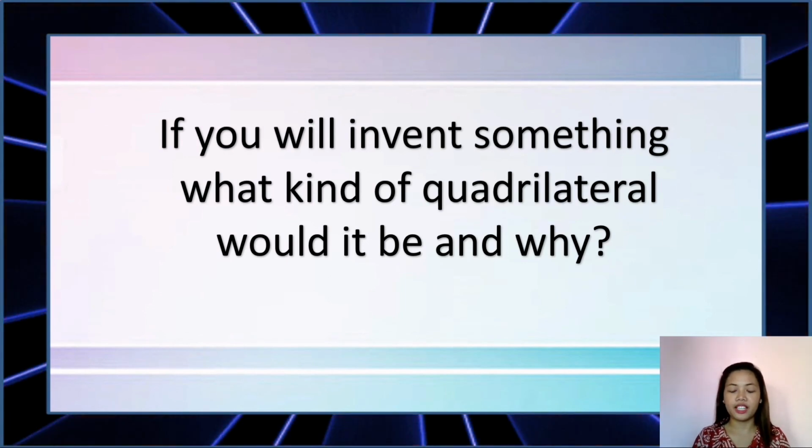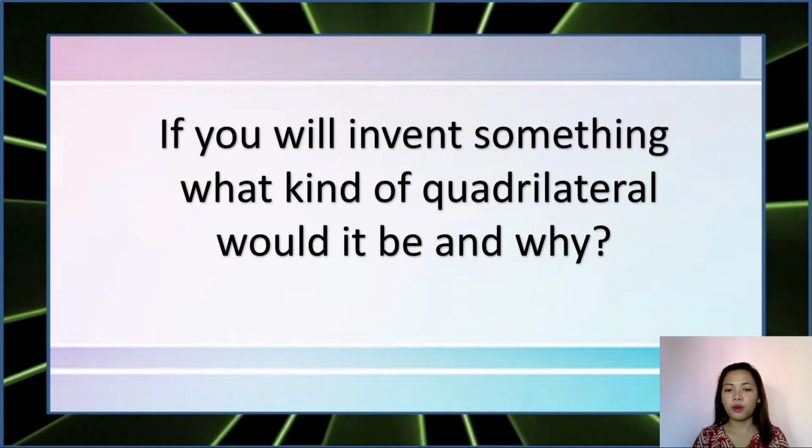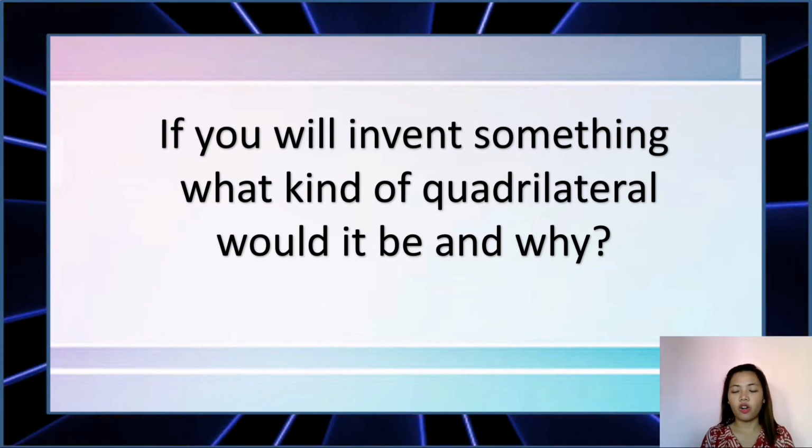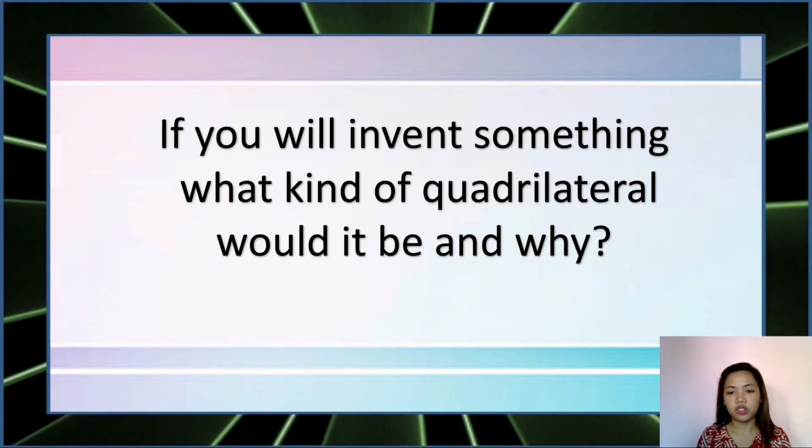If I will make something, it would be out of a square, because a square has all the properties of other quadrilaterals such as the parallelogram, rectangle, and rhombus. Meaning to say, a square is very flexible. It has all its sides equal. It has four interior angles which are right angles or equal to each other, and all of its sides are parallel to their opposite sides. So being a square is being flexible.